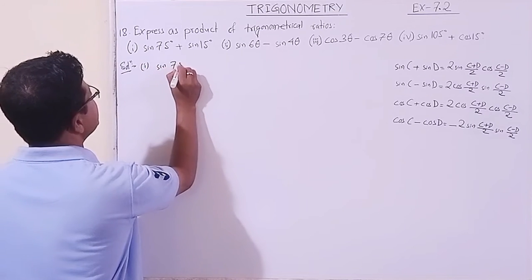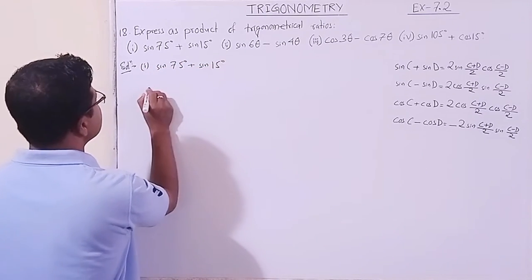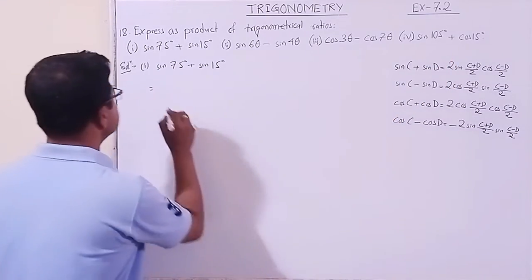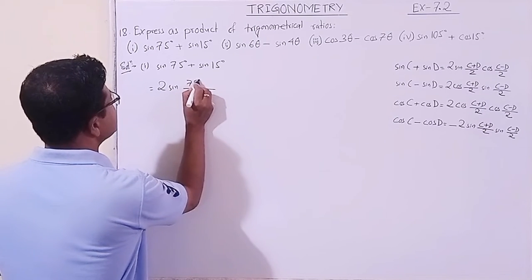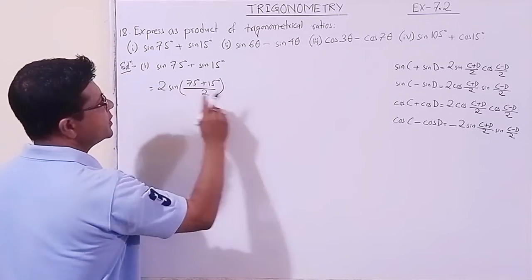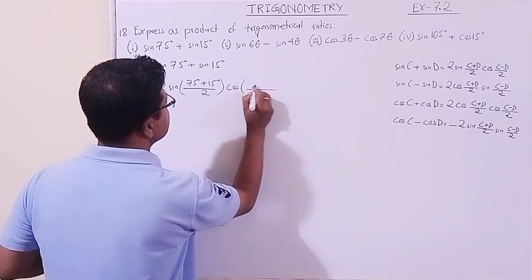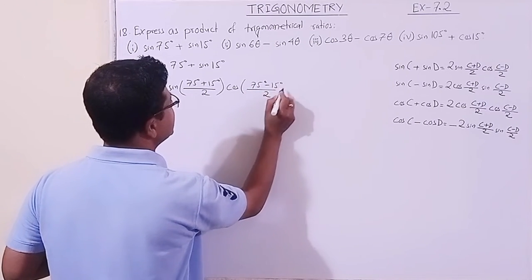Sin 75 degree plus sin 15 degree. This is of which form? This one, sin C plus sin D. So this is twice sin of (75 plus 15) degree divided by 2, then cos of (75 degree minus 15 degree) divided by 2.